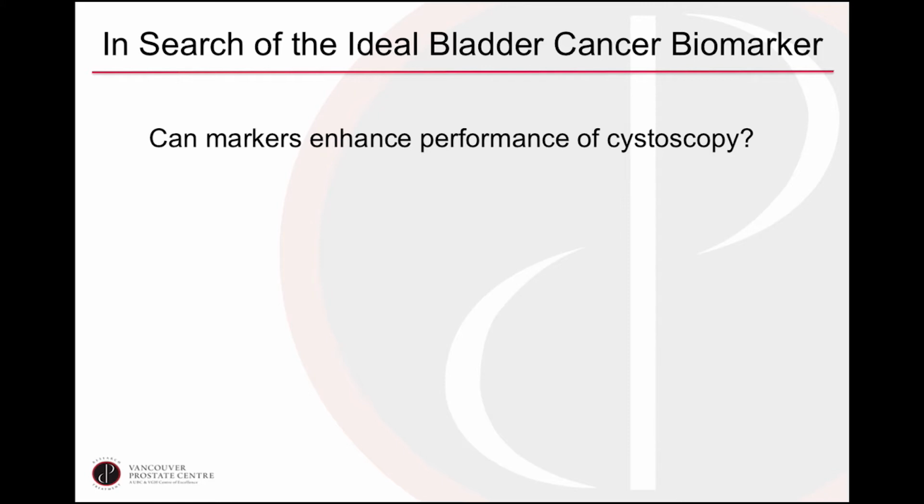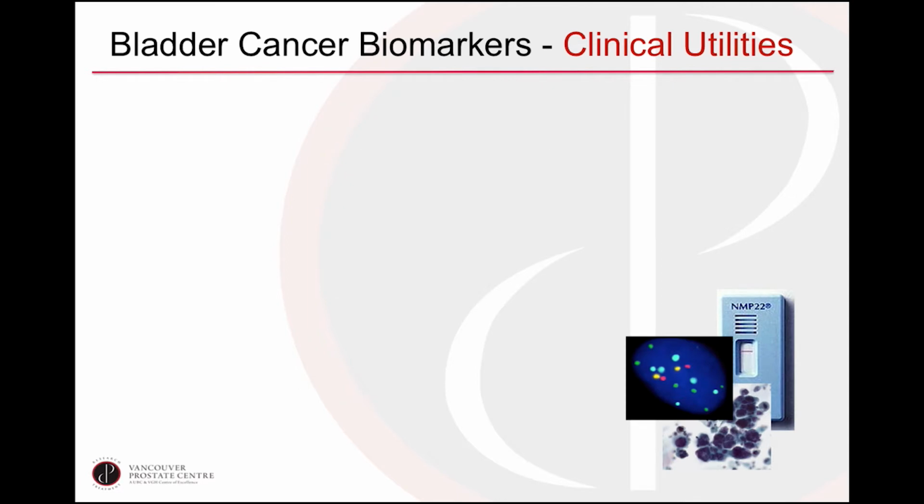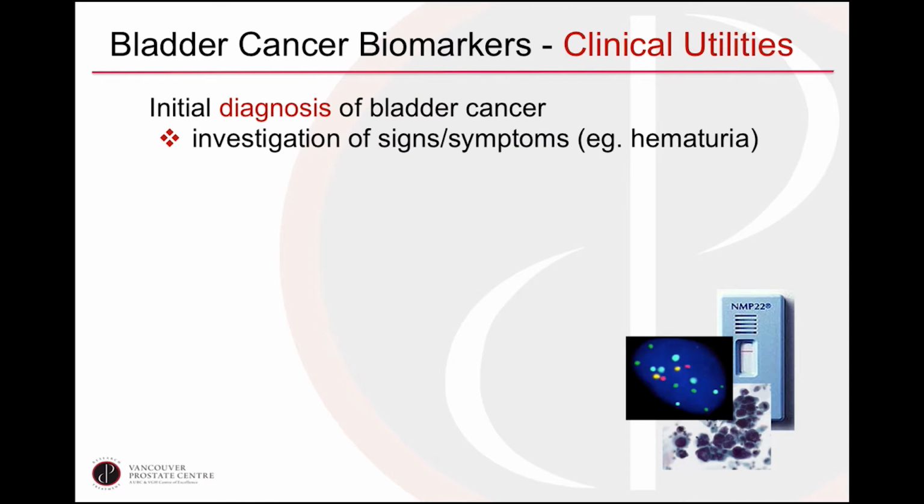We want to enhance the performance of cysto, to enhance the sensitivity, make sure we're not missing something, and we want to replace the use of at least some of cystoscopy so we can decrease the burden on patients and also on payers. So the clinical utility of a biomarker can fit into different clinical scenarios. On the one hand, the initial diagnosis and detection of bladder cancer in a patient who has either hematuria or symptoms of bladder tumor.